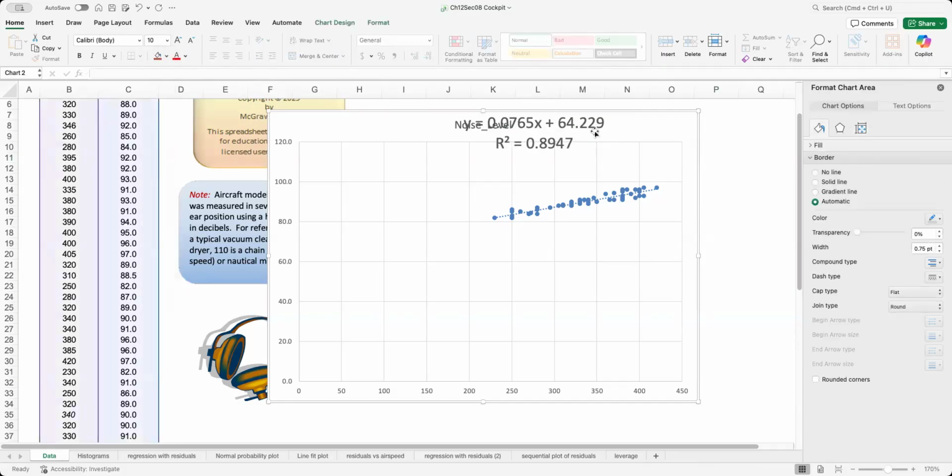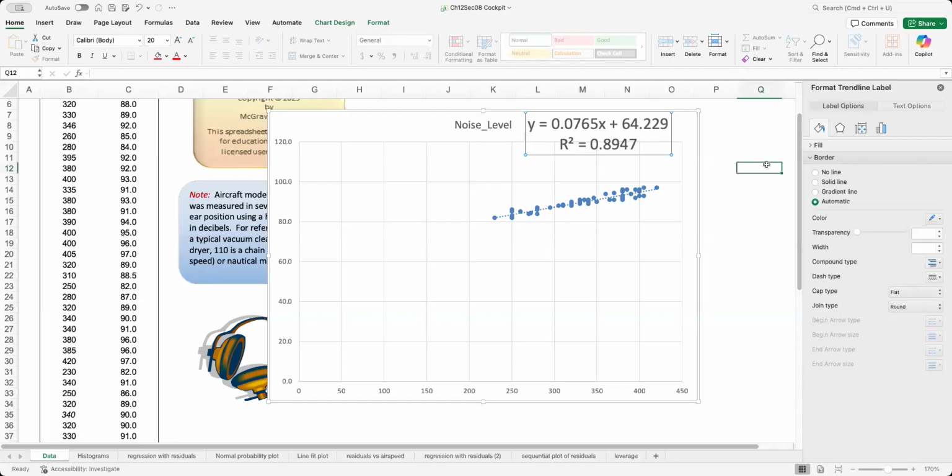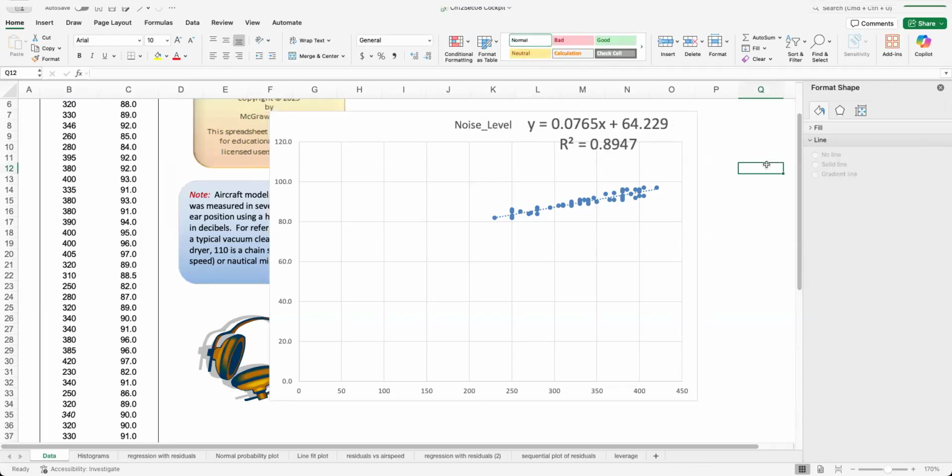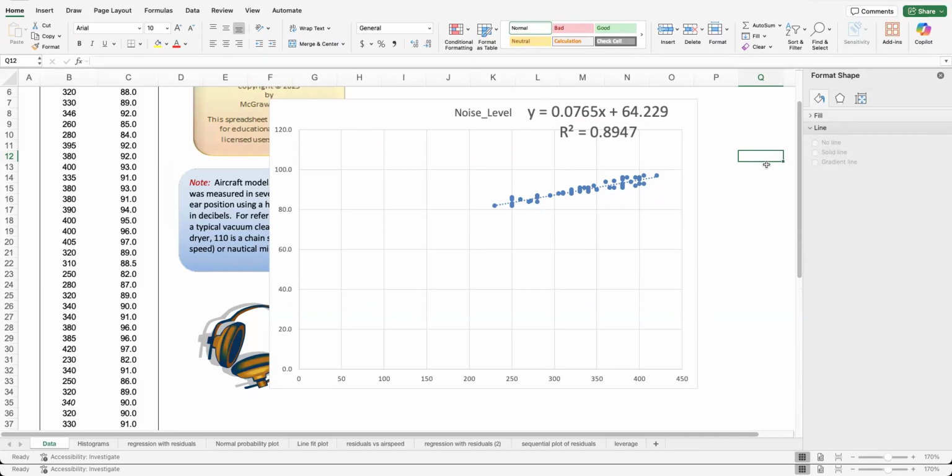There. I notice that that's a pretty high R. What's the square root of that? R squared there is 0.895. What's the square root of 0.895? So my correlation coefficient is 0.946.